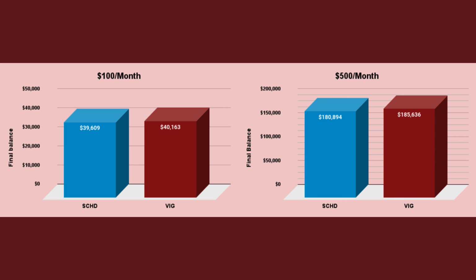since 2012, whether it's $100 a month or $500 a month, both ETFs demonstrate strong growth potential. With $100 a month, VIG slightly outpaces SCHD, reaching $40,163 compared to SCHD's $39,609. When bumping up to $500 a month, VIG closes at $185,636, with SCHD not far behind at $180,894. So no matter the contribution level, both ETFs have delivered significant gains.